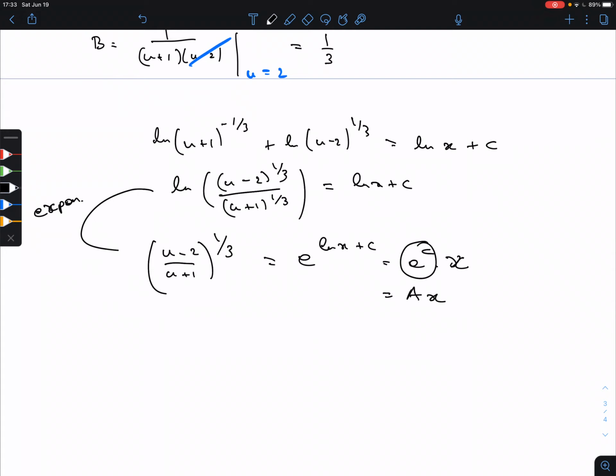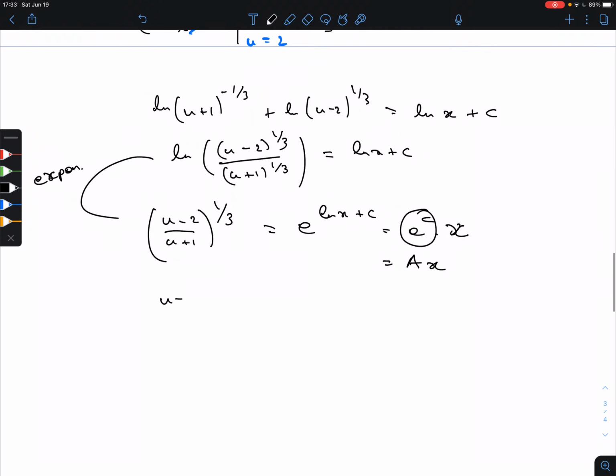So are we there? No. But what do we do now? We have a 1/3, that's a cube root. So to cancel that, we take the third power. So we get that u minus 2 over u plus 1 is a cubed x cubed. But there's no reason to write a cubed.